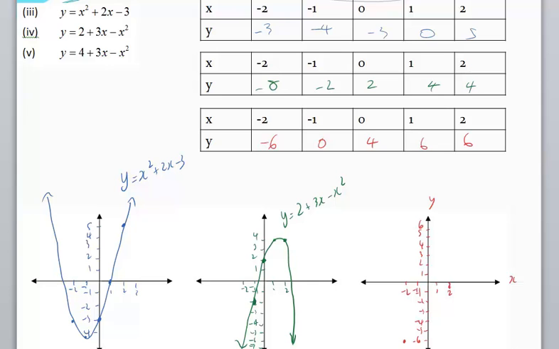When x is minus 1, y is 0. When x is 0, y is 4. When x is 1, y is 6. When x is 2, y is 6. And we've got the same thing happening that we had with our previous curve here. Up, and it's going to be just above that 6, and then continue back down here. So we have y is equal to plus 3x minus x squared here.